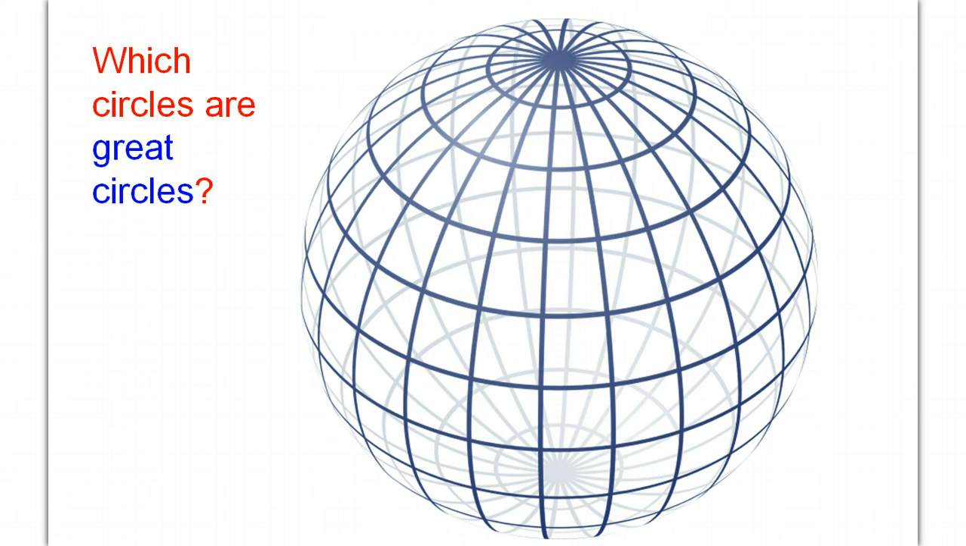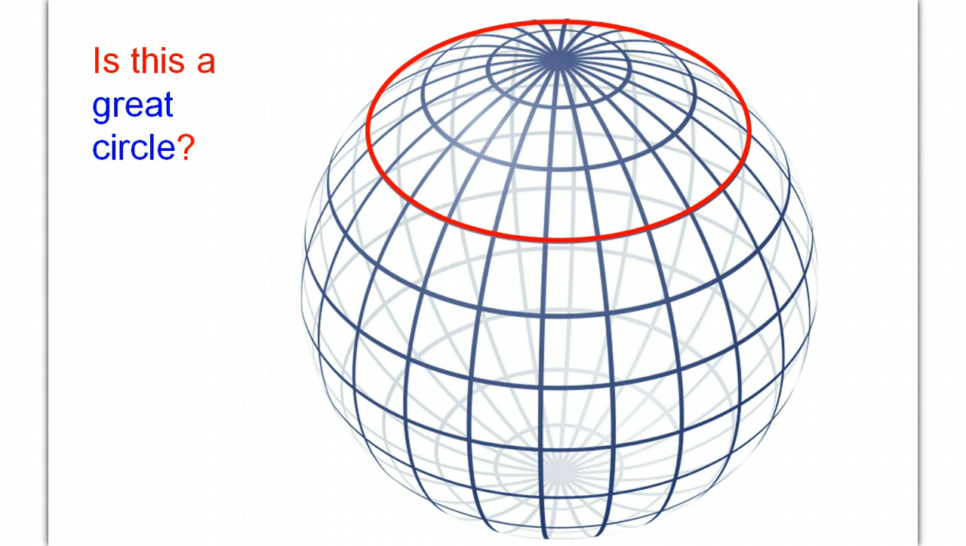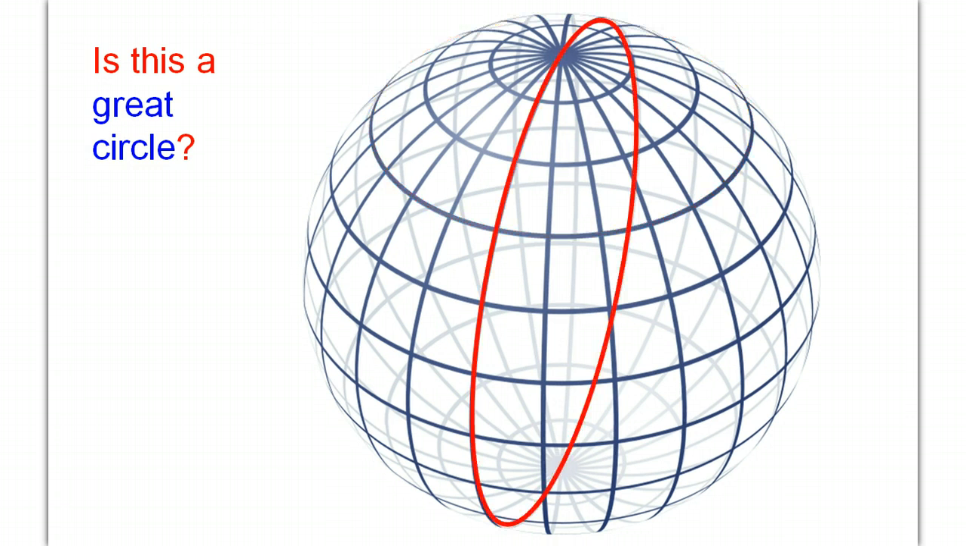Now I'm going to do a little Dora the Explorer on you. Is this a great circle? No. Why is this not a great circle? It goes all the way around, but it's a smaller one. Is this a great circle? That's a great circle, because it goes through the longest distance around.